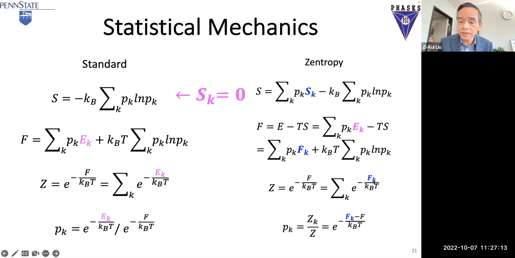And when S_k equals zero, then these two are identical. That's also something we like very much because if each configuration is a pure quantum state, then the original statistical mechanics is recovered. So that gives us peace of mind that the approach we have is valid and is not in contradiction with statistical mechanics.